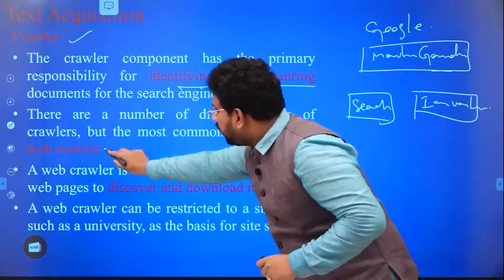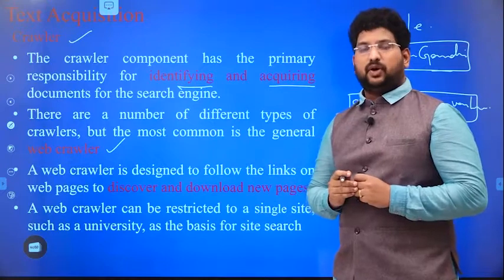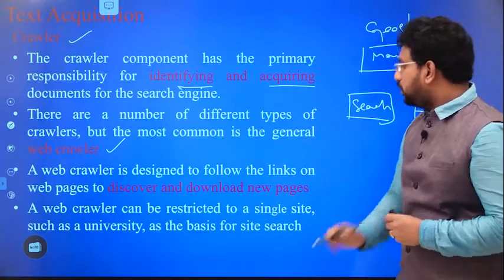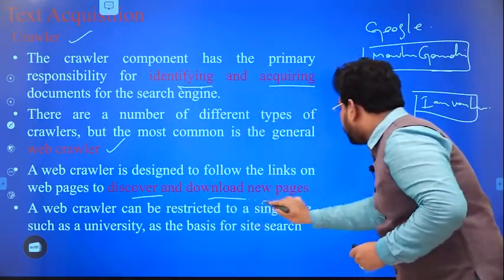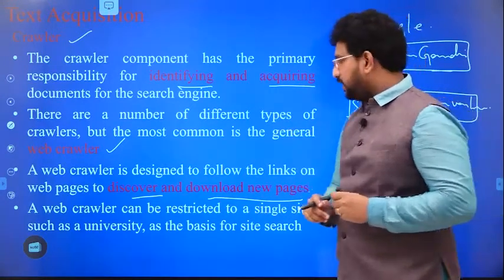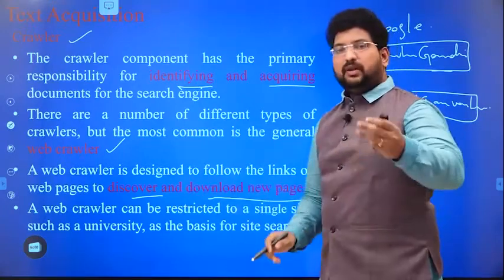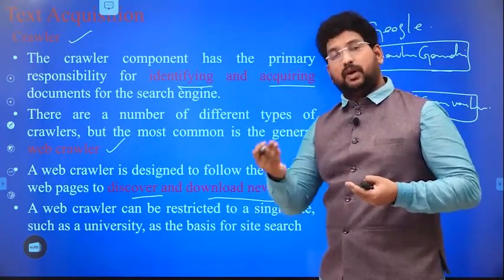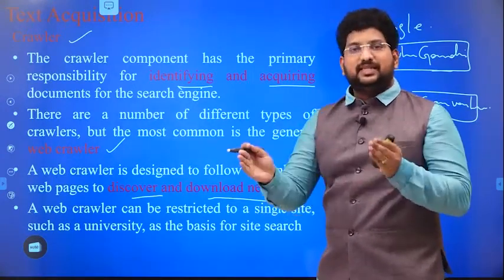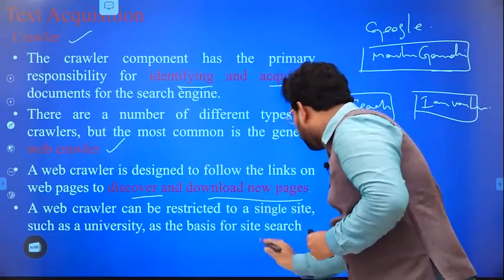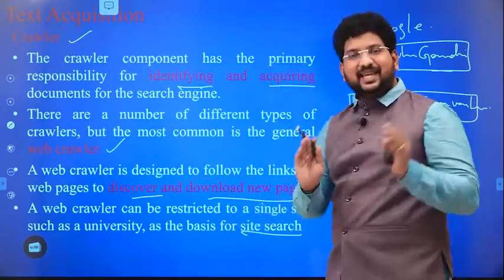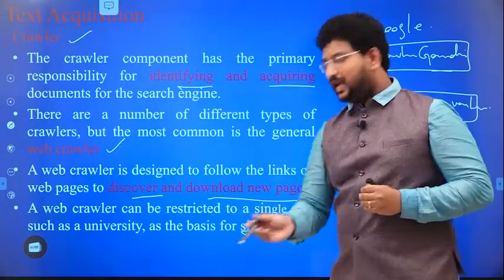Here the web crawler is one general example of a crawler. A web crawler is designed to follow the links on the web pages to discover and download the new pages. We have some classifications of web crawlers according to their responsibility. We can simply classify them like this. First, site search: a web crawler can be restricted to a single site. That's what we simply call site search.